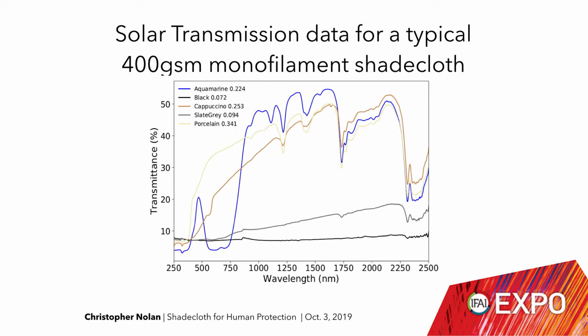And you can see that the shadecloths in the colours, aquamarine, cappuccino, porcelain, in fact reduce the transmittance through the cloth up to 55%. In other words, that is the amount of radiation or reflected or absorbed by those colours. However, if you look at the darker colours, slate grey and black, they are far more effective in reducing the infrared radiation through the material in the order of 90%.